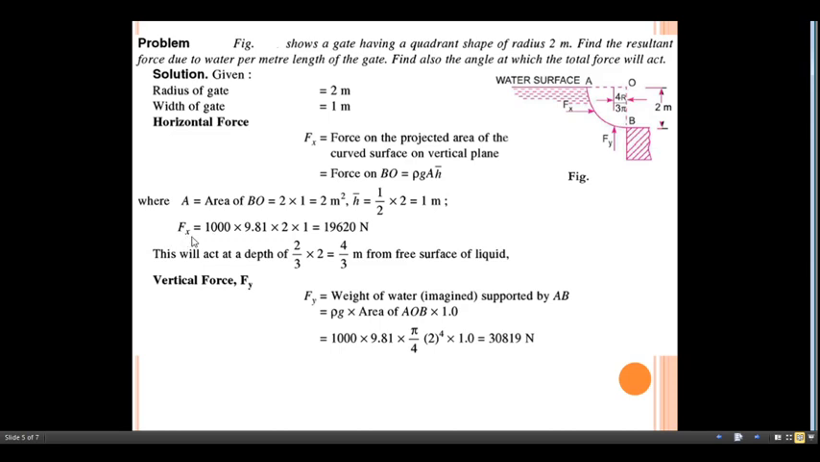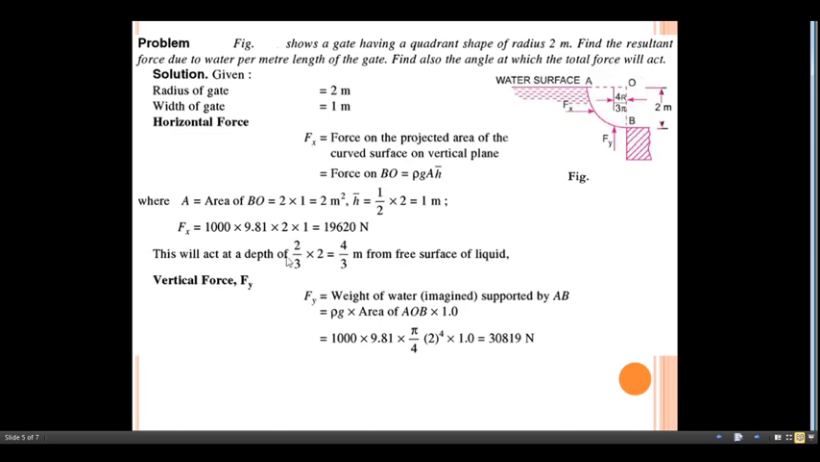So what about the next one? First of all, get the value for Fx by substituting the value for H and H bar. After putting the values of A and H bar as 2 and 1, we can get 19,620 Newton. This will act at a depth of 2 by 3 into 2, which equals 4 by 3 meter from the free surface of liquid.